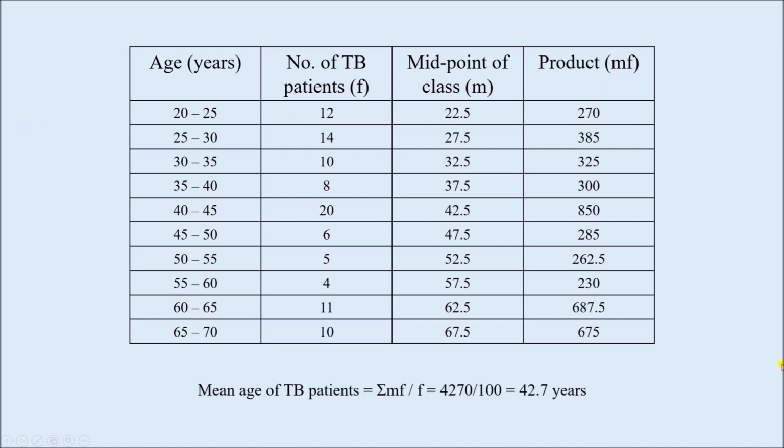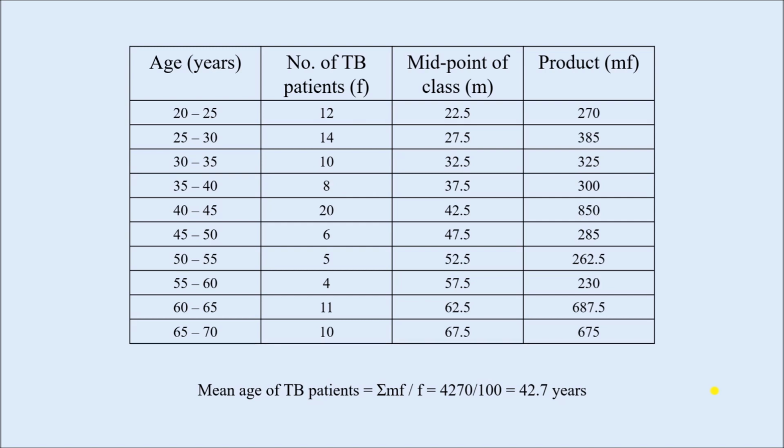The last step is to calculate the mean age of the TB patients, that is the summation of this product value, which is 4270, divided by the total number of patients, that is 100. So the average, or the mean age of the patients, is 42.7 years. So this is how you calculate the mean value in a group data set.